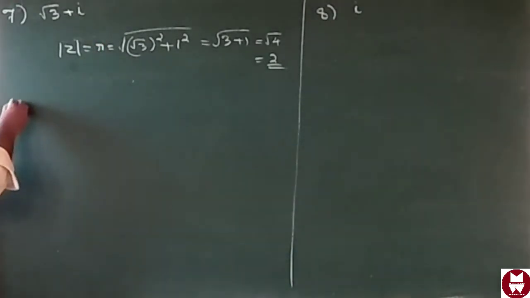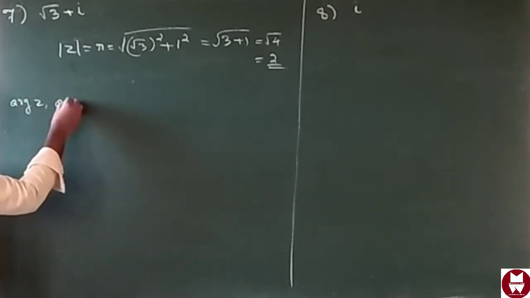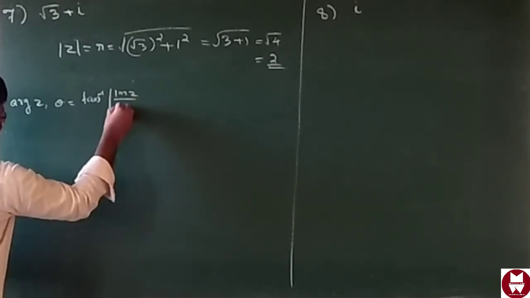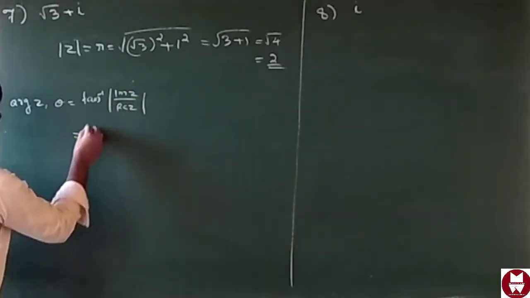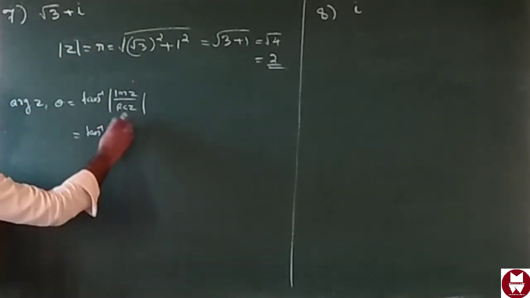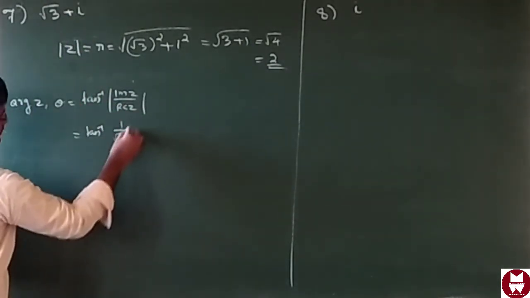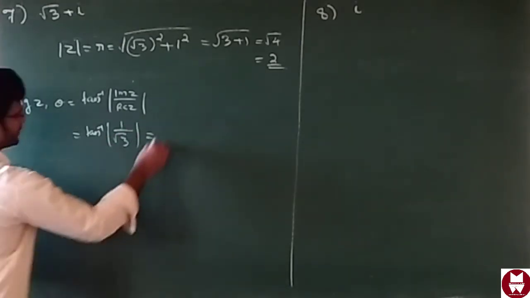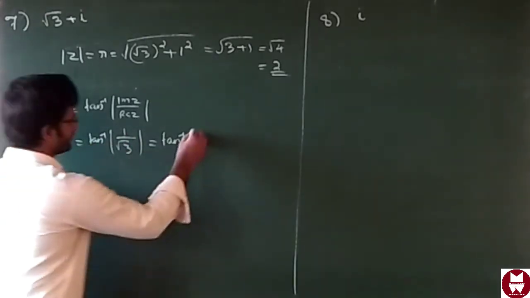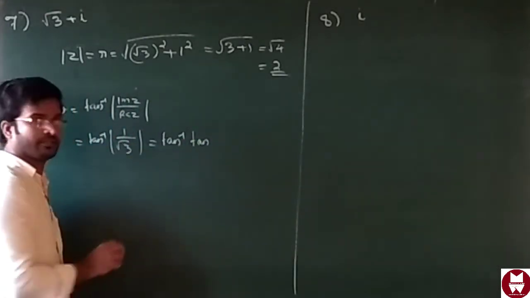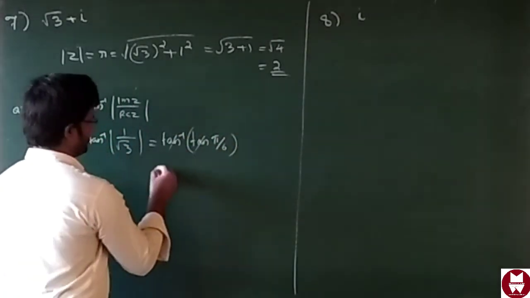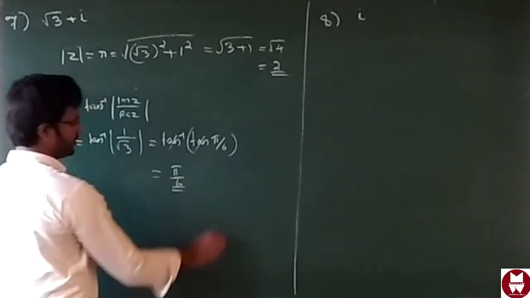And then the argument of z, theta, equal to tan inverse of imaginary part of z over real part of z. Tan inverse, what is the imaginary part here? That is 1, 1 divided by the real part, root 3. Equal to tan inverse 1 by root 3. We can write tan 30, isn't it? That is pi by 6. Tan inverse cancels, you will get pi by 6. Theta equal to pi by 6.